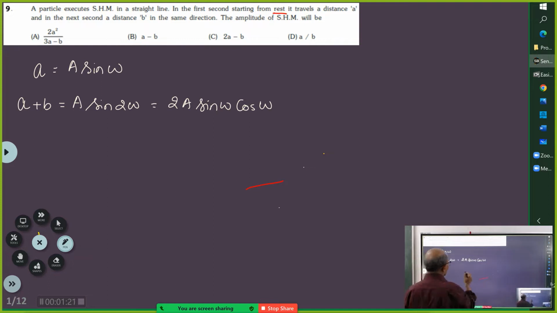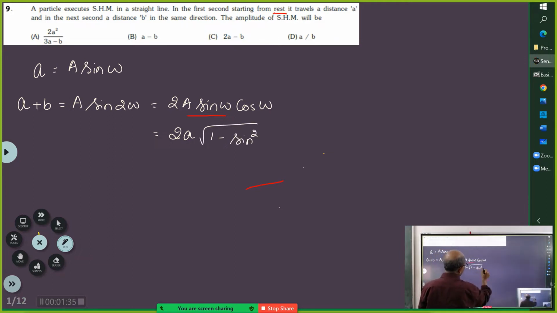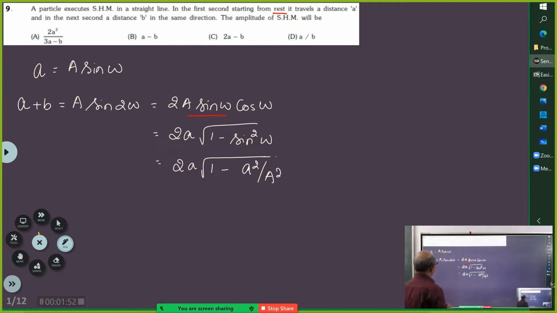So quickly we can write this as 2A sine omega cos omega. And then we can quickly substitute A sine omega as a. So we can write it as 2a cos omega. Cos omega we write as root of 1 minus sine square omega. So then it's just a matter of substitution. So root of 1 minus a square by A square. And the rest of the things are manipulations that follow.